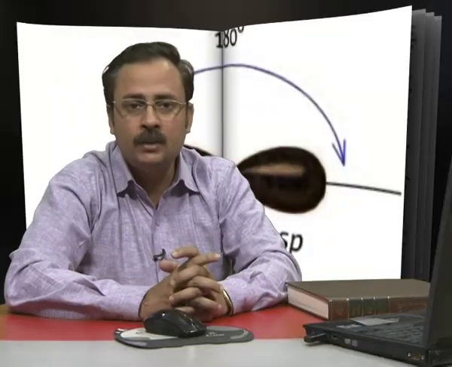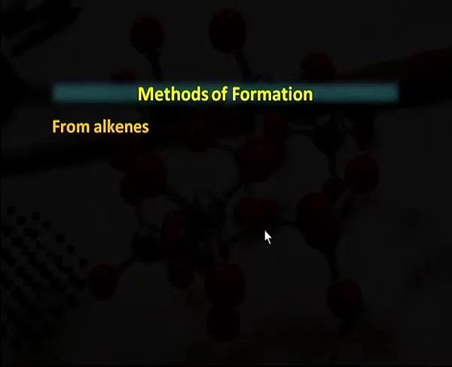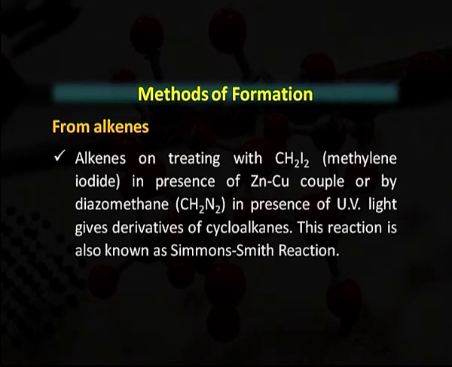Now, from alkenes we can also prepare cycloalkanes. Alkenes are the unsaturated hydrocarbons, meaning the hydrocarbons which have double bonds among them. So, alkenes on treating with CH2I2, that is known as methylene iodide, in presence of zinc copper couple, or by diazomethane, that is CH2N2, in presence of UV light, give derivatives of cycloalkanes. This reaction is also known as Simmons-Smith reaction.